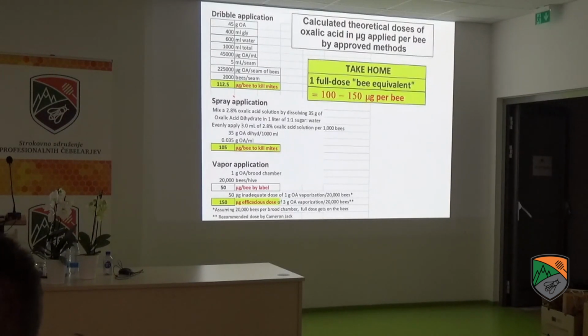Okay, so now we are all calibrated, because I want you to remember that number. It's a really easy number, 100. Okay? A theoretical dose of 100 micrograms per bee delivered to a colony by any application method will kill most of the mites in that colony. Okay? Too much science? Okay, it's going to get worse.